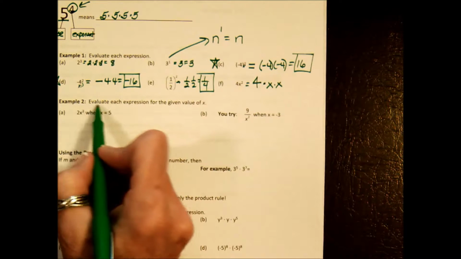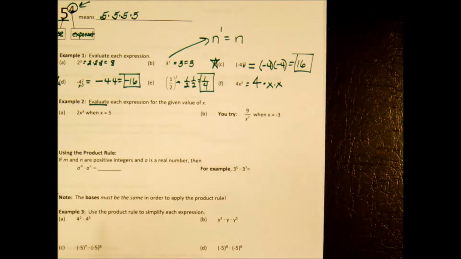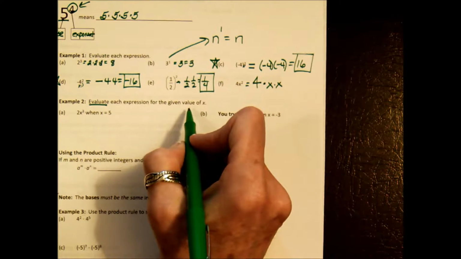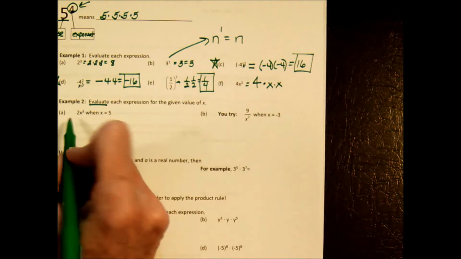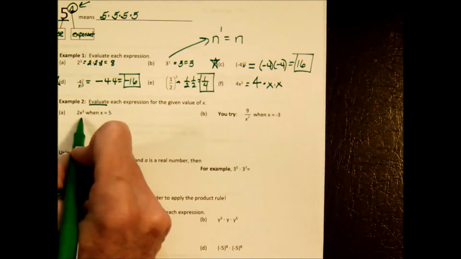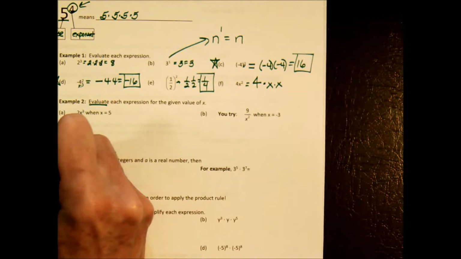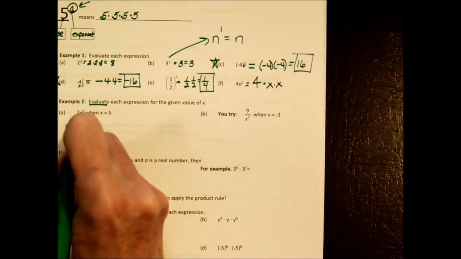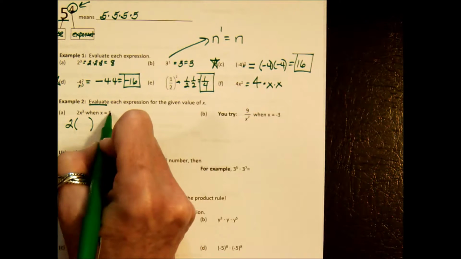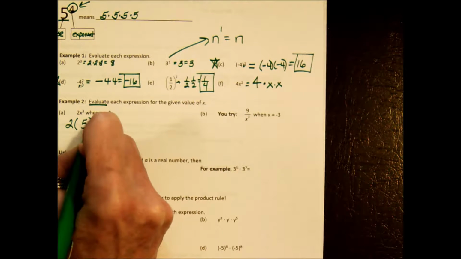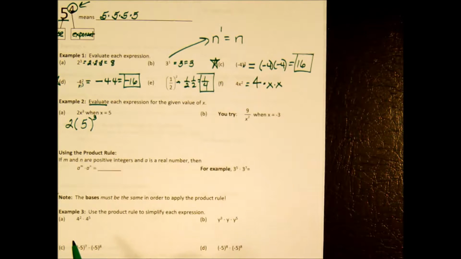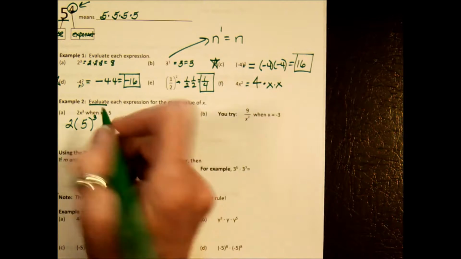All right, in example 2, it's asking us to evaluate the expression if we're given a certain value of x. So in example A, we have 2x cubed if x is 5. The safest way to write this is to write your 2, take out the x, put parentheses in, take the number that goes in, put it there, and then write the cube. So you can make sure that you are cubing just the appropriate base and not the whole thing.